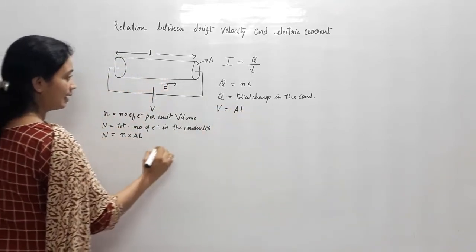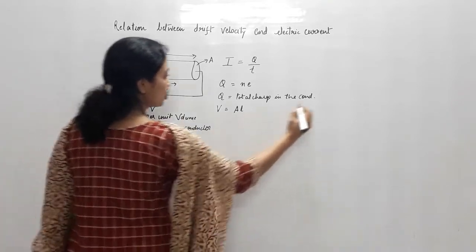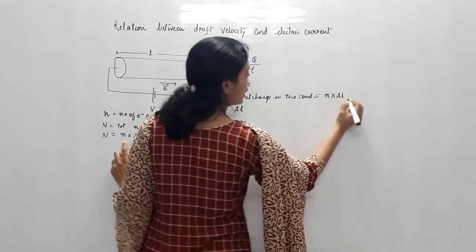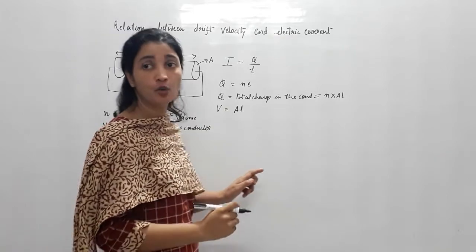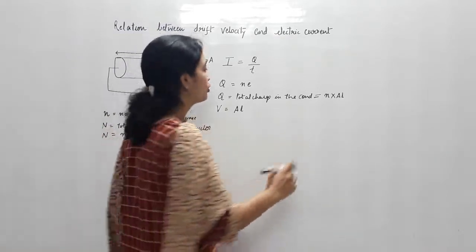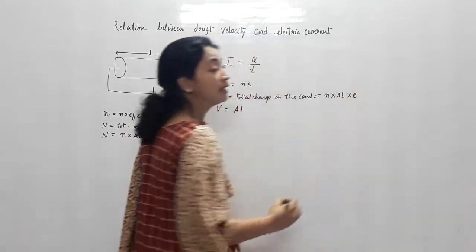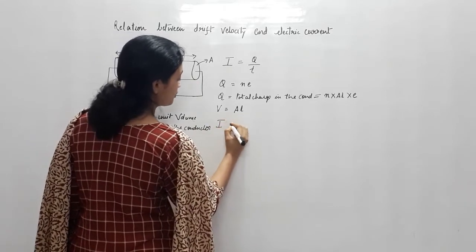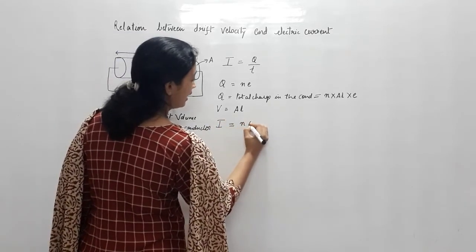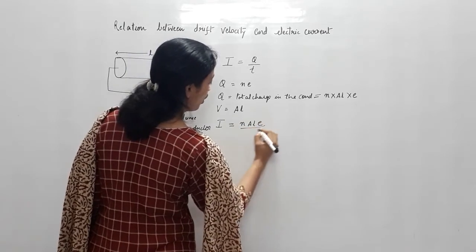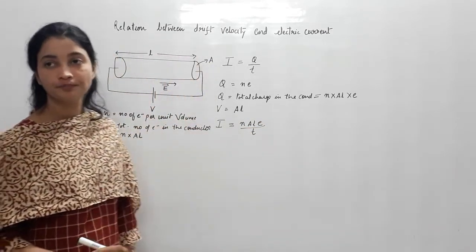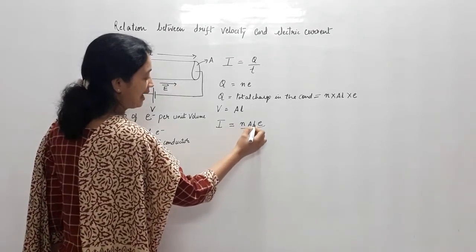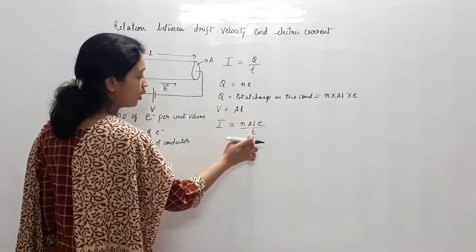So we get capital N, and the total charge on the conductor will become n A L into e, that is, the number of electrons per unit volume into the volume, into the charge on each electron. Putting this back in the expression for current, I get n A L e upon T. So the formula is n A L e upon T, which is total charge upon time.